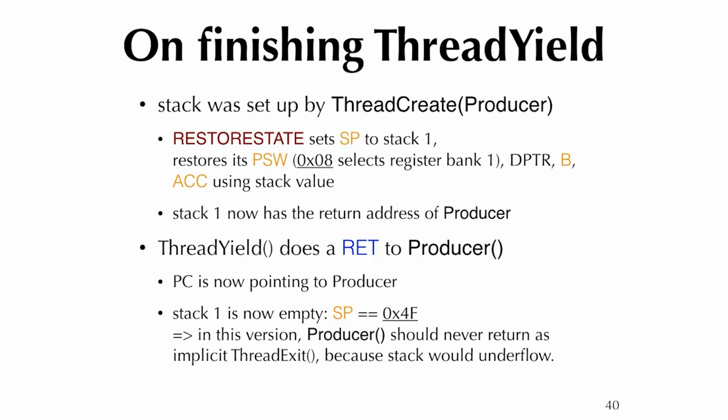So on finishing thread yield, it sets SP to the saved stack pointer, and once the stack pointer is restored, that selects bank 1, and DPTR and ACC all get restored. Stack 1 has the address of producer. There's a return to producer, right? And then again, of course, producer should not return because we haven't done the thread exit yet, at least not in this implementation. If you do, then it returns to some unknown place and the stack underflows.